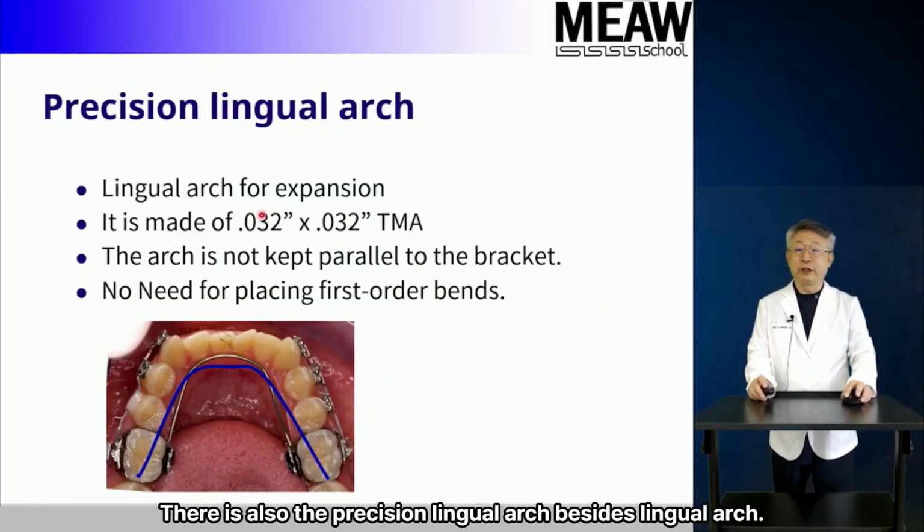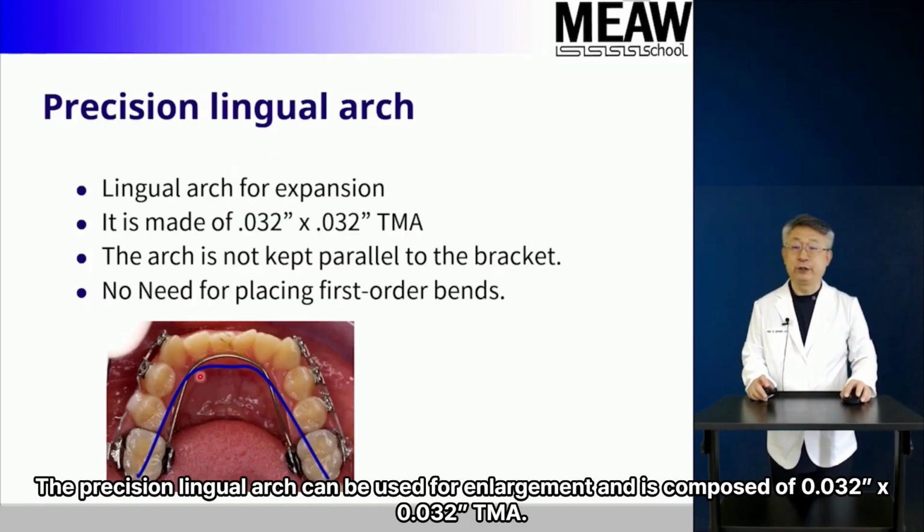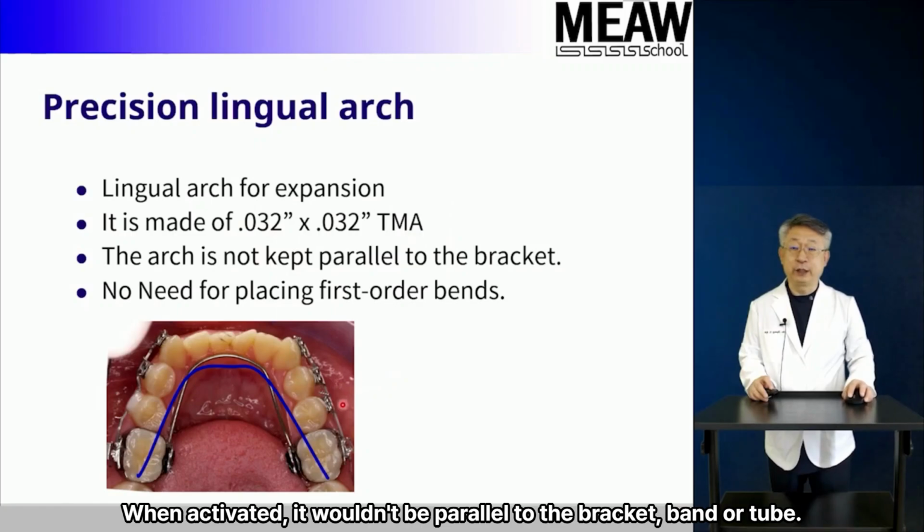There is also the precision lingual arch besides the lingual arch. The precision lingual arch can be used for enlargement and is composed of 0.032 TMA. When activated, it wouldn't be parallel to the bracket, band, or tube.